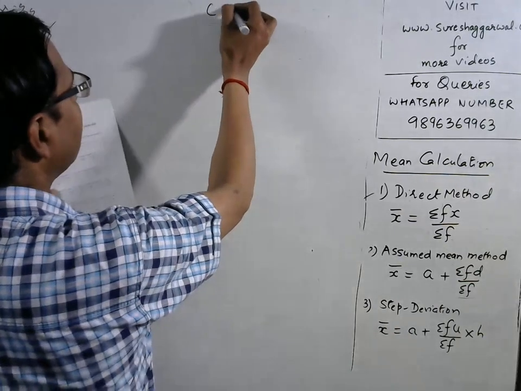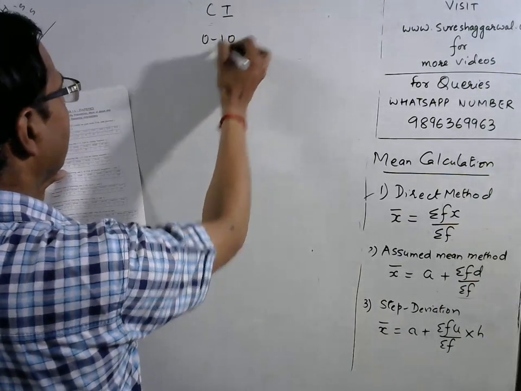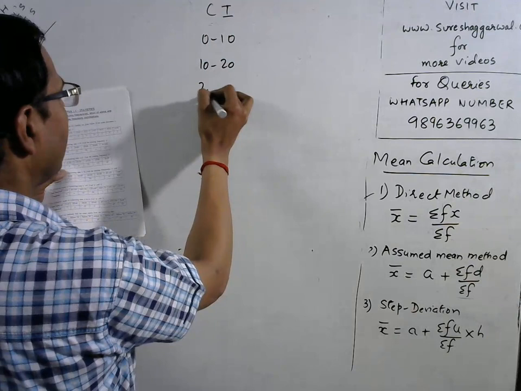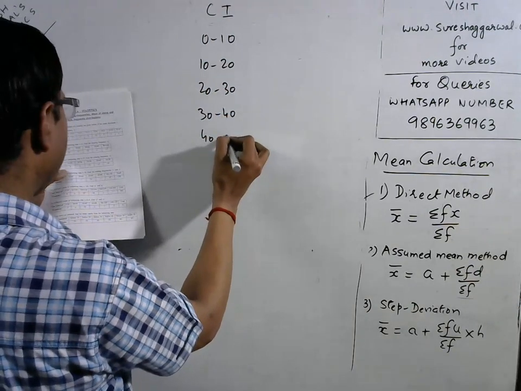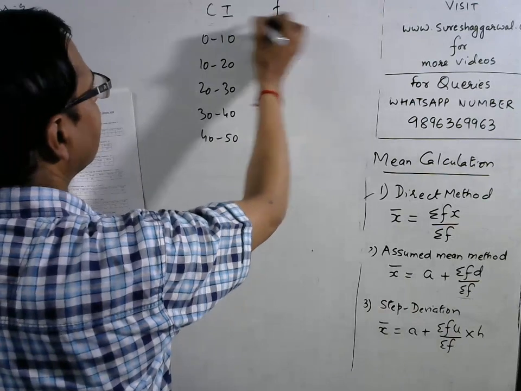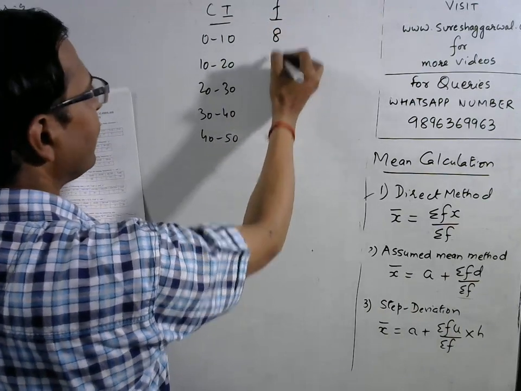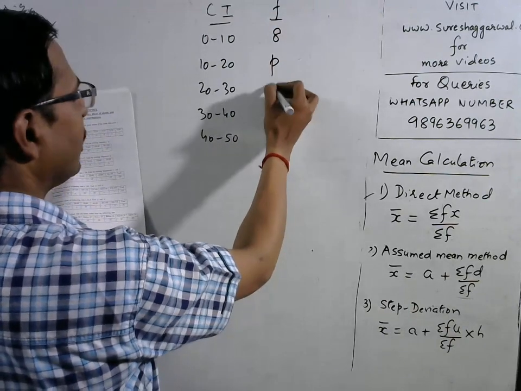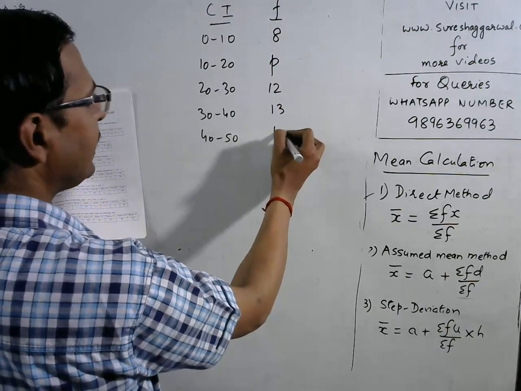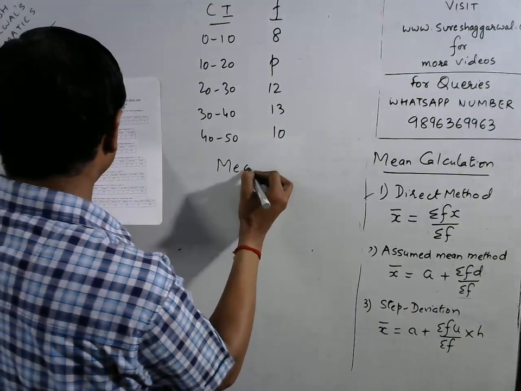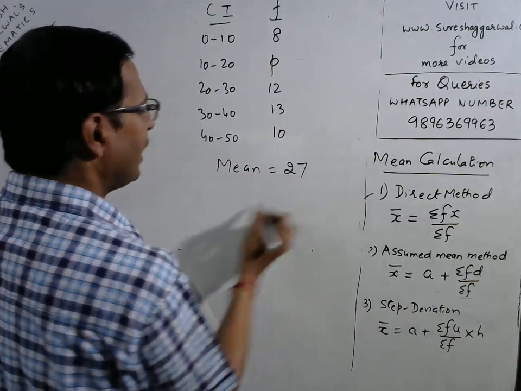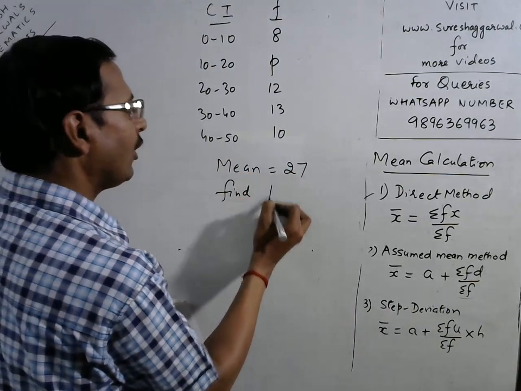Now see, class interval is 0 to 10, 10 to 20, 20 to 30, 30 to 40, 40 to 50. And the frequencies are 8, P, 12, 13 and 10. Now see, we have a P here and we are given that the mean of this data is 27, and we have to find the value of P.